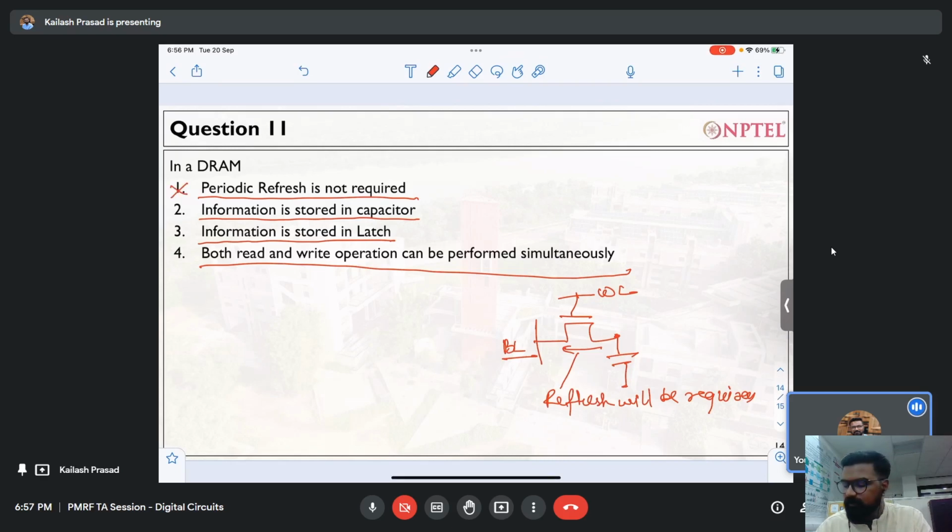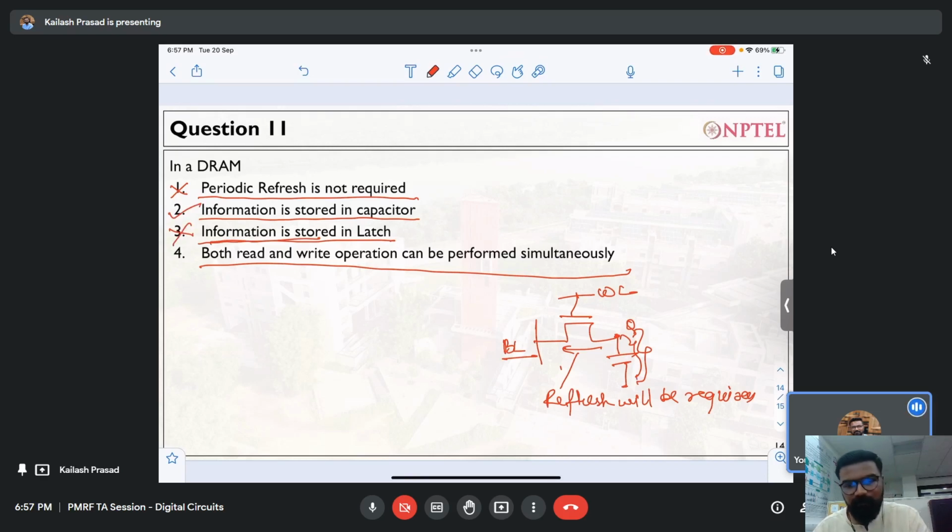Where is the information stored? Yes, it is stored in a capacitor. So if this is Q, this is the place where the information is stored. So this is correct. Is it stored in a latch? No. Can I do both read and write?